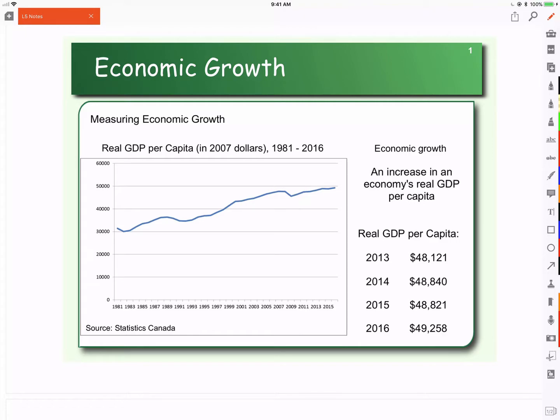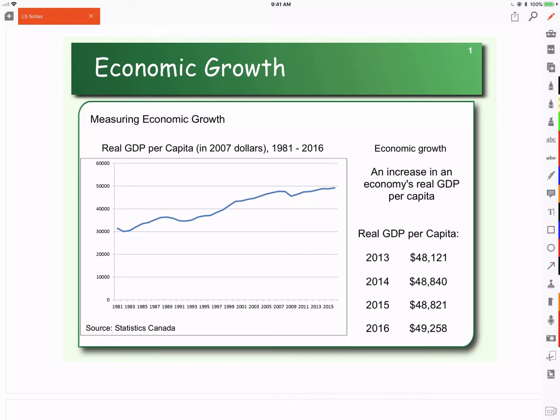And so to look at real GDP, we're going to have to consider the role of inflation. Real GDP is when you take out inflation from the gross domestic product. So we're going to look at the role of inflation, and then we're going to come back to real GDP per capita and calculate economic growth. So let's look first at the real GDP per capita for Canada.